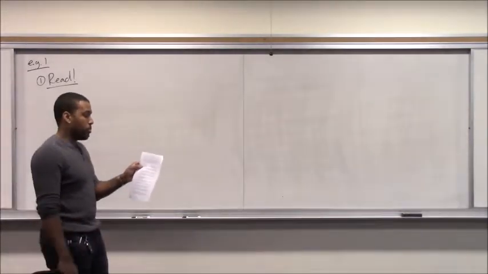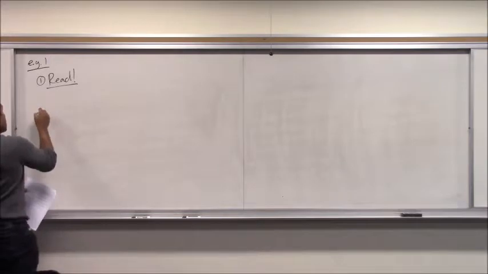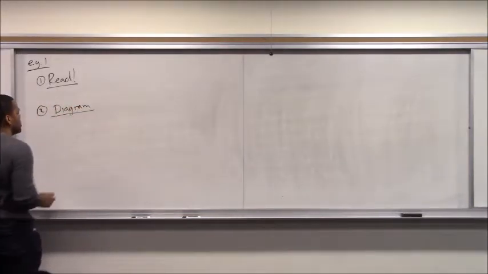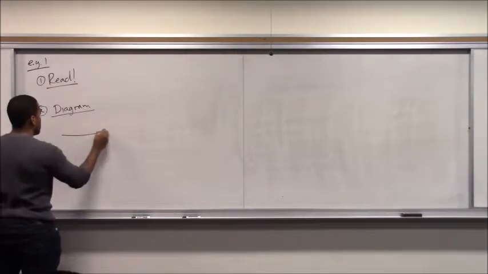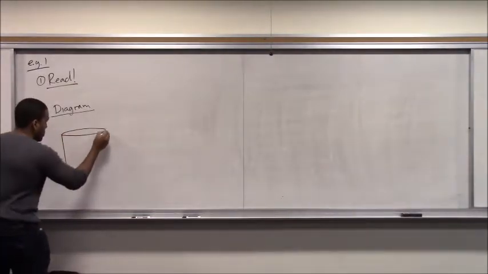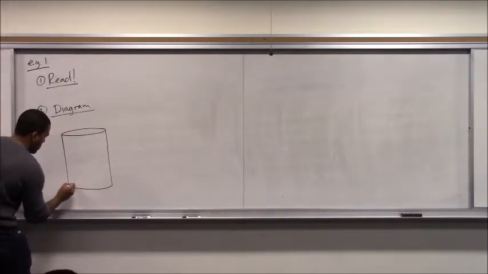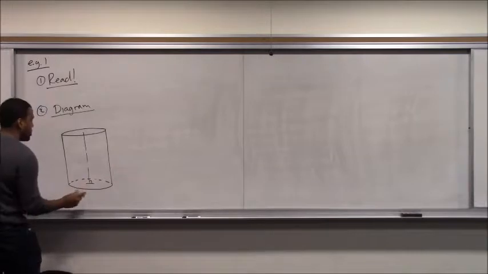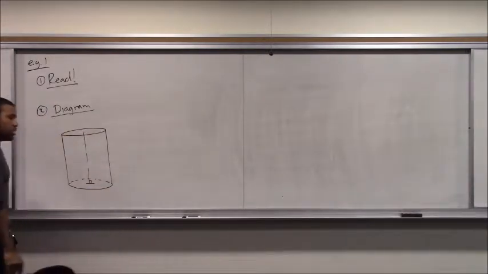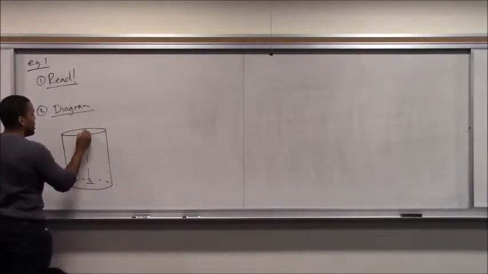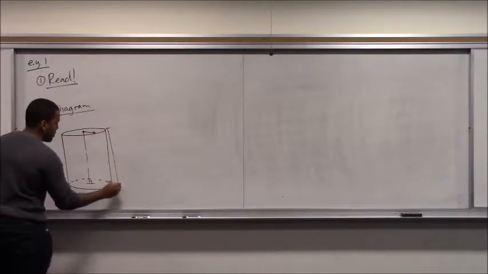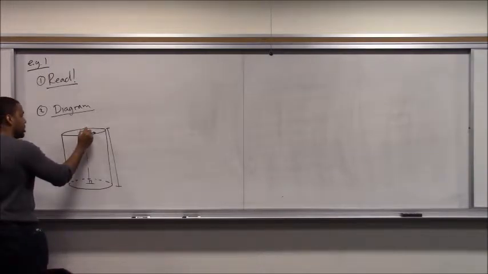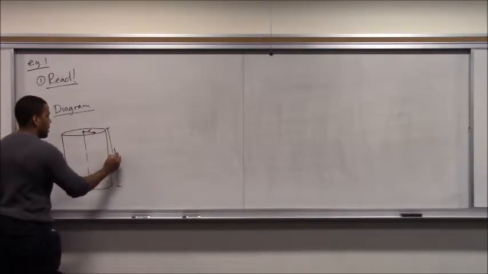Classic related rates problem. Okay, so after you read, second thing you're going to do is try to draw a diagram. They spoke about a right circular cylinder. This just means it's a circular cylinder where the axis is at a right angle to the base, so it's a very straight cylinder, it's not slanted. And of course, I would label this. Now we're told that both the height and the radius are changing, so I would label them with letters. This is R, call that H.